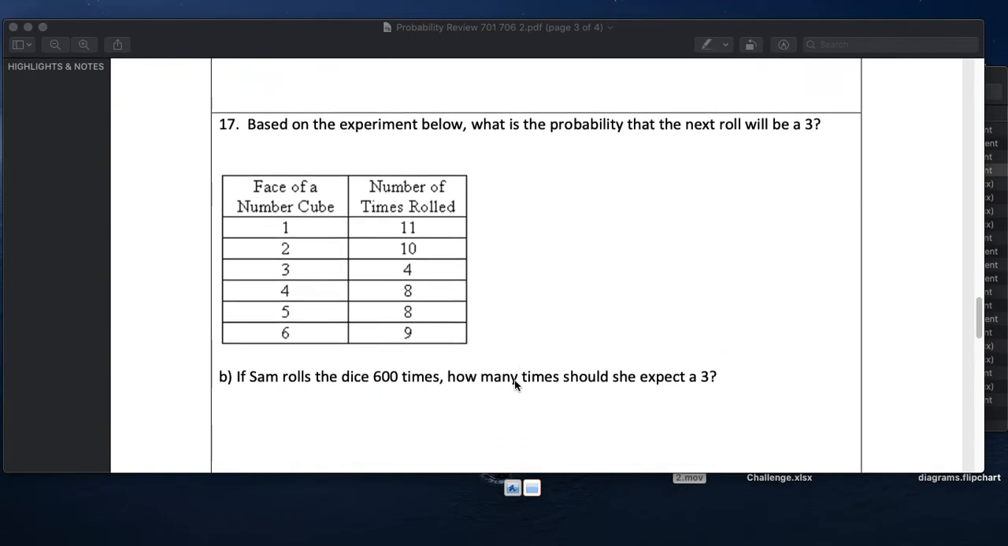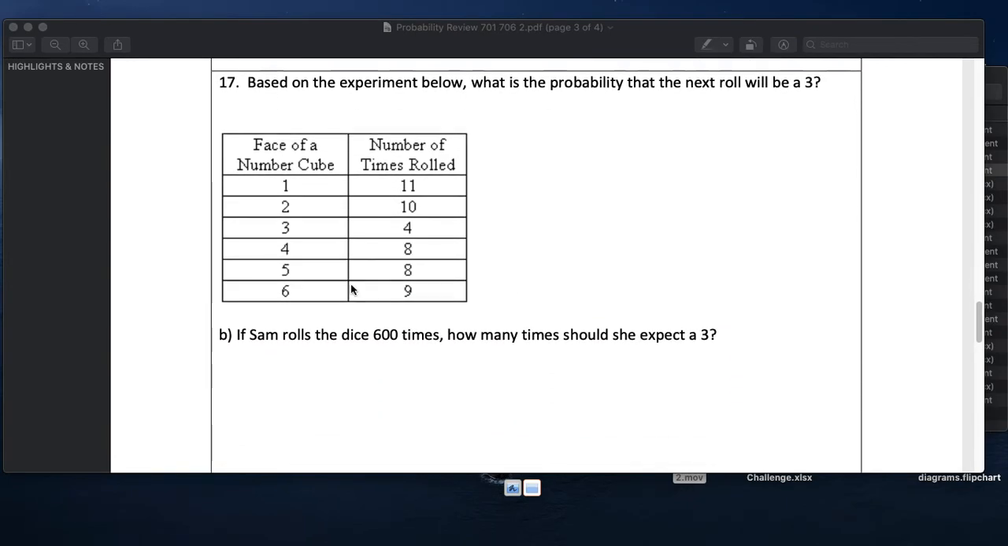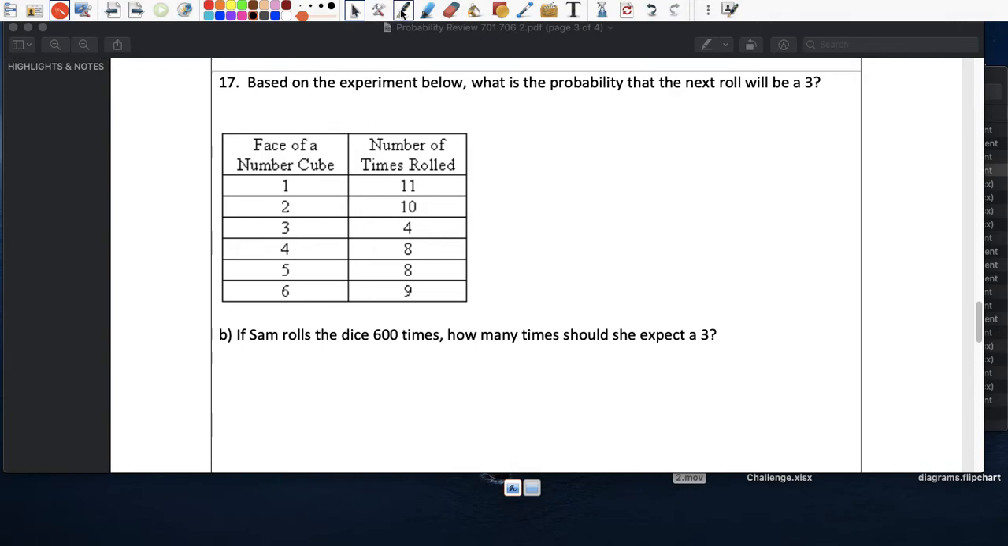Based on the experiment, what's the probability the next roll will be a 3? Well, based on the experiment, let's add this up first. 11 and 9 is 20, plus 20 is 40, so there's 50 times. So the total here, I'm going to total 50 times. And we want the next roll to be a 3 based on the experiment. So based on this, the number of times landing on 3 would be 4. So P of 3 would be 4 out of 50, or 2 out of 25.